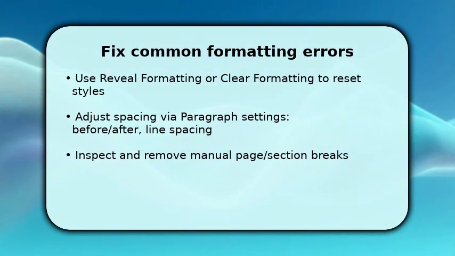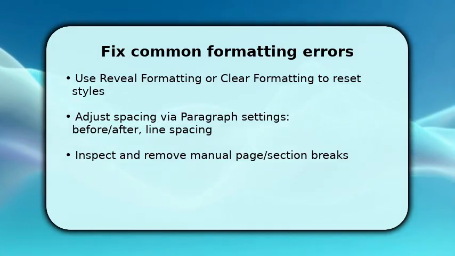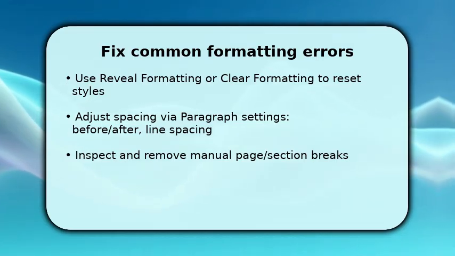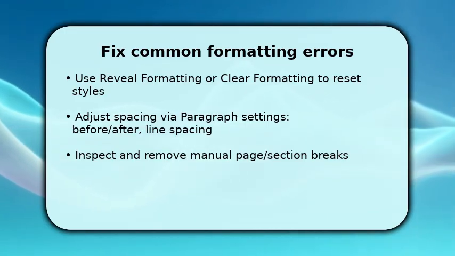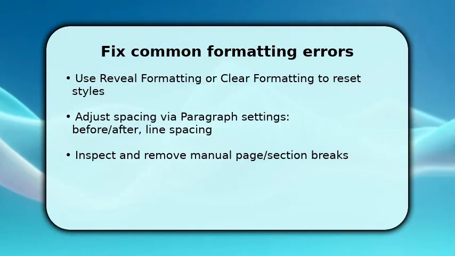Select affected text and apply clear formatting or open reveal formatting to see overrides. Styles should control appearance, not manual tweaks. Next, adjust paragraph spacing and line spacing. Small numbers like 0.5-line can collapse text, so set consistent values.